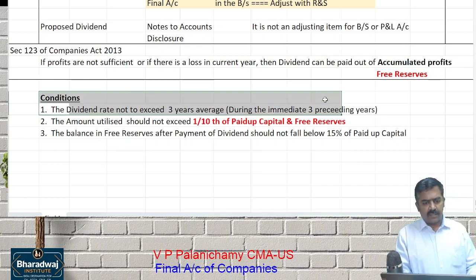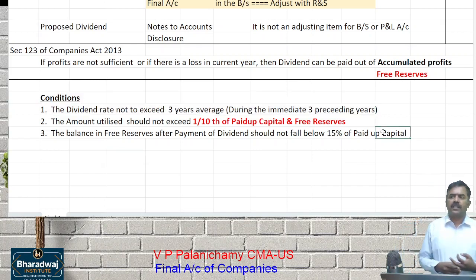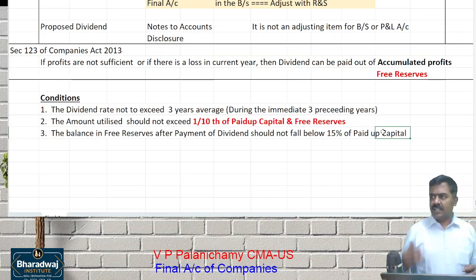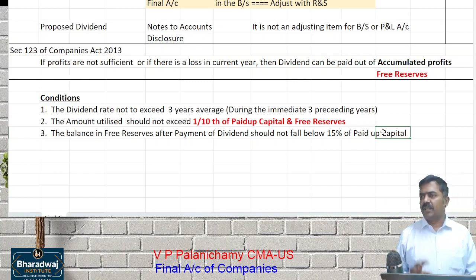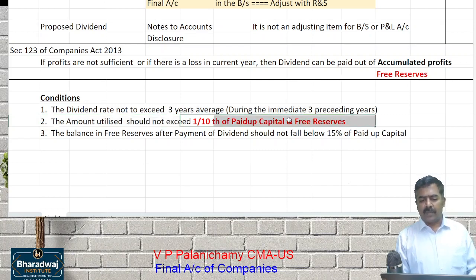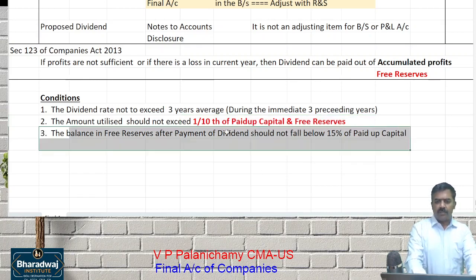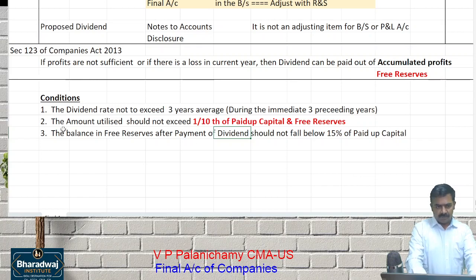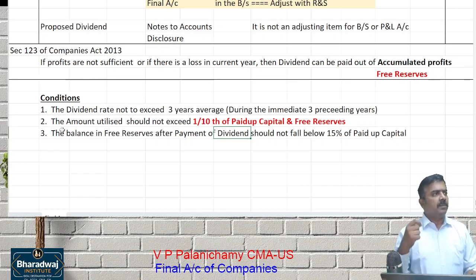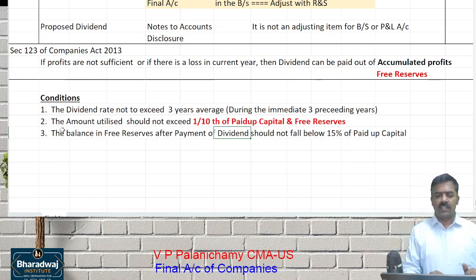Dividend rate not to exceed 3 years average. What do you mean by that? See the last 3 years average. If average dividend was 14%, don't pay more than 14%. The amount utilized from past reserves should not exceed what? 1/10th of paid up capital and reserves. 1/10th means 10%. The balance of free reserves after the payment of dividend should not be below what? 15% of capital. The balance only of free reserves, that should not be below 15% after the payment of dividend. We'll apply in a question and we'll see whether the dividend is payable or not.